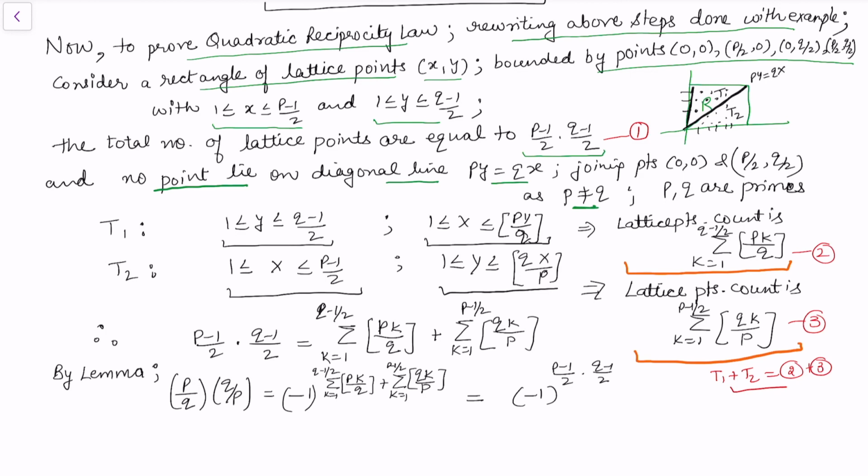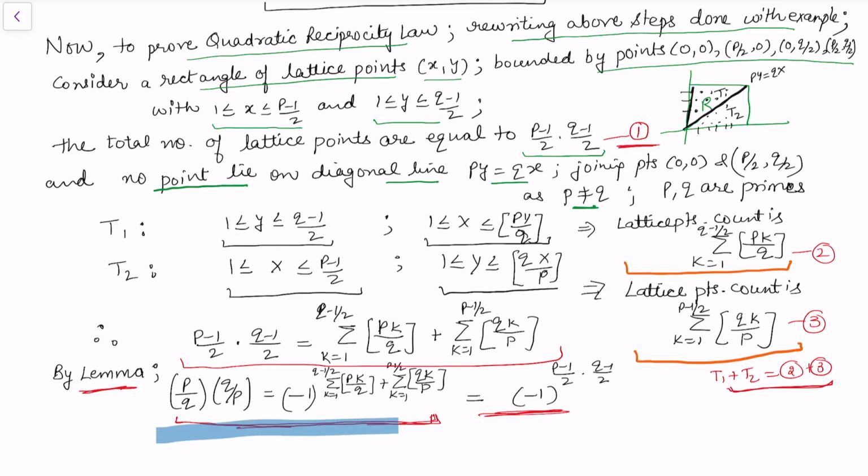Now the sum of 2 and 3 and equation 1 are both the same, because we are counting the same number of lattice points in this region. And hence by the lemma that we explained before the quadratic reciprocity law, we can immediately get that this is equal to minus 1 to the power of p minus 1 by 2 into q minus 1 by 2. That ensures that the quadratic reciprocity law holds.